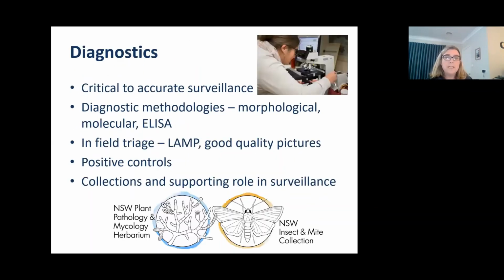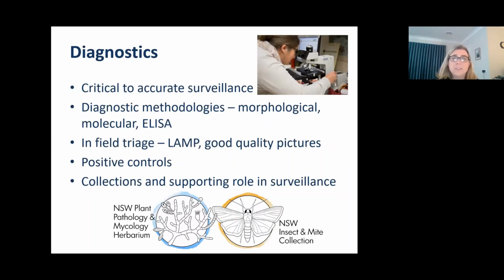And of course, underlying all our surveillance efforts is diagnostics, and we really can't do surveillance without diagnostics. It's fine if you don't find what you're looking for or anything remotely like what you're looking for, but as soon as you find something suspect that looks like it could be a target, you need to have accurate and timely diagnostics. And those methodologies may be simply the characteristics of a particular pest, or it might involve more complicated laboratory methods such as molecular or enzyme methods.